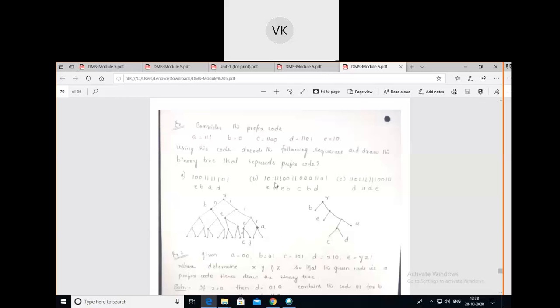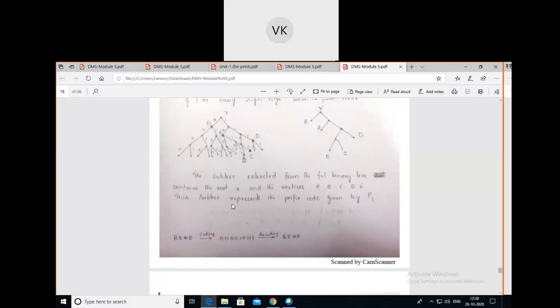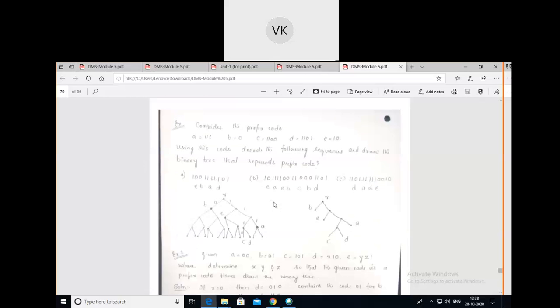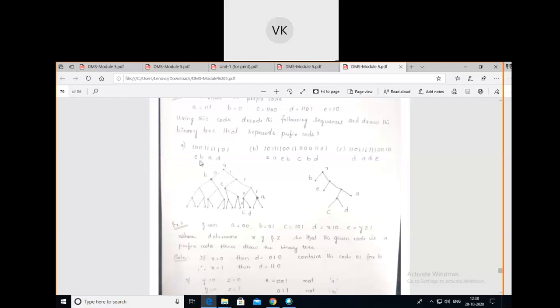After that, put 0 on the left edge and 1 on the right edge, like this: 0, 1, 0, 1, and so on. For the left nodes, put zeros. For the right nodes, put ones. After that, for each and every symbol which we have got after decoding, we have to label the nodes.